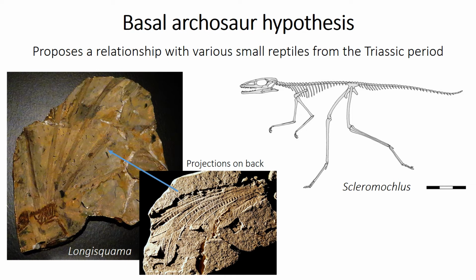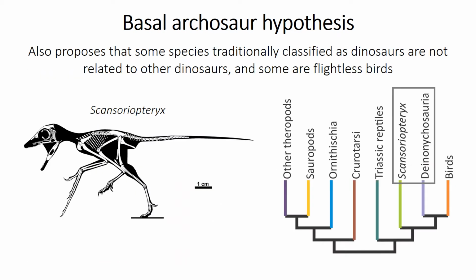So the basal archosaur hypothesis argues that birds are related to a variety of small reptiles from the Triassic period, such as the ones shown here. And this one called Longisquama has been part of this discussion, I think in part because of these unusual filaments that project off of its back. Well, in recent years, this hypothesis has also argued that some species that are traditionally thought to be dinosaurs in the past are not actually really dinosaurs, but are in fact flightless birds.